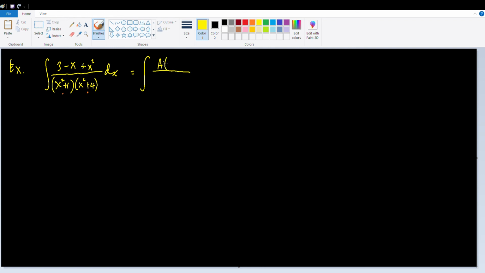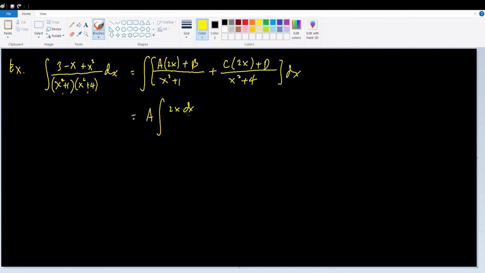derivative of x squared plus 1, which is 2x, plus another constant b over x squared plus 1, and then plus another partial fraction for x squared plus 4, that will be c times the derivative of x squared plus 4, which is also 2x, plus another constant d all over x squared plus 4, quantity dx.